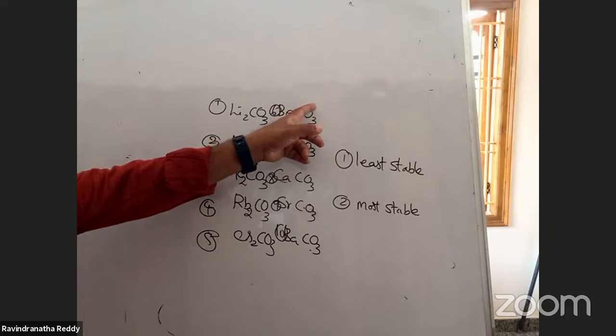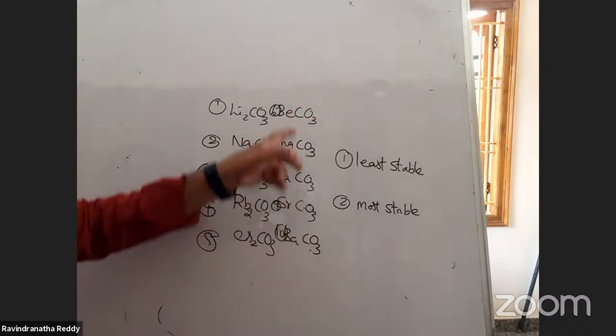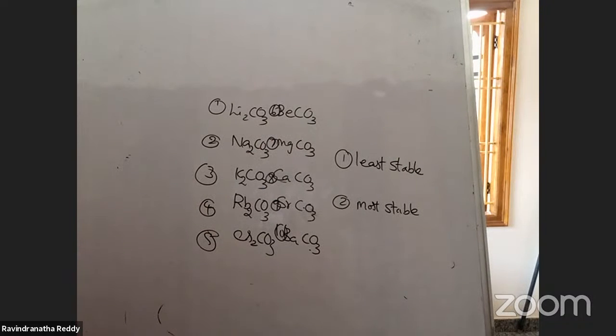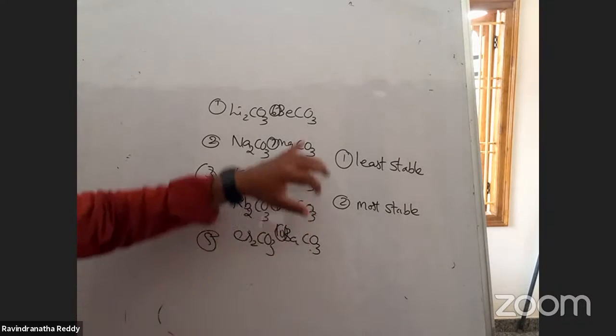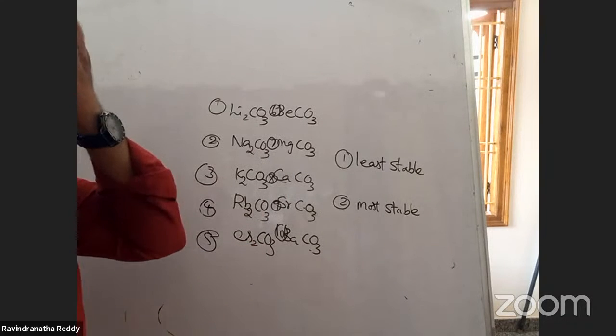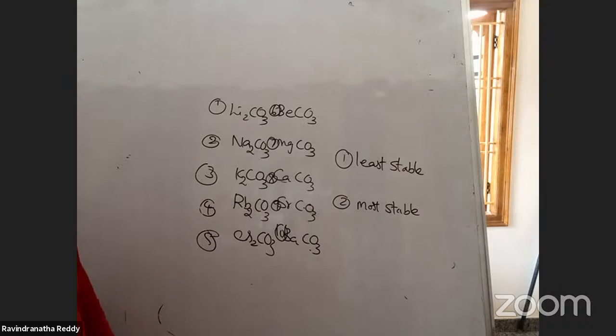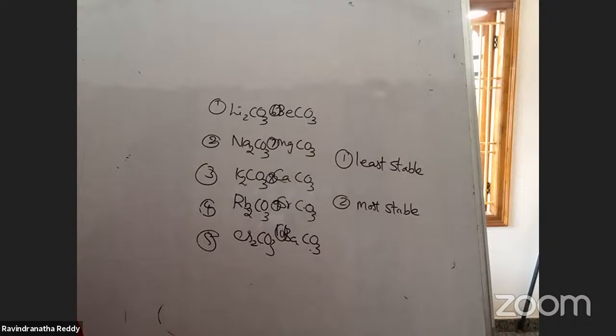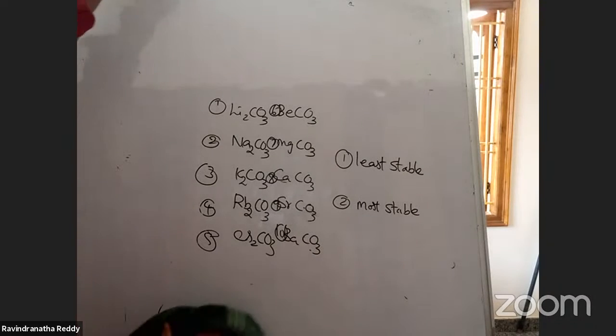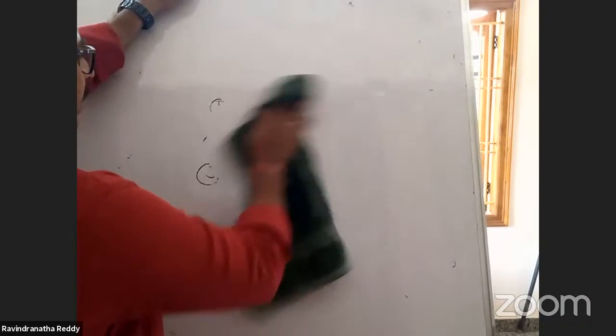Why? Cation is big, anion is big. In all conditions the anion is common, and the smallest size cation decides. Which is topmost stable? Very good, cesium carbonate. Among all, the biggest one is cesium, and compared to cesium, barium size is small. So cesium carbonate is topmost stable, and barium carbonate is least stable. Like that, we have to practice conceptual questions.